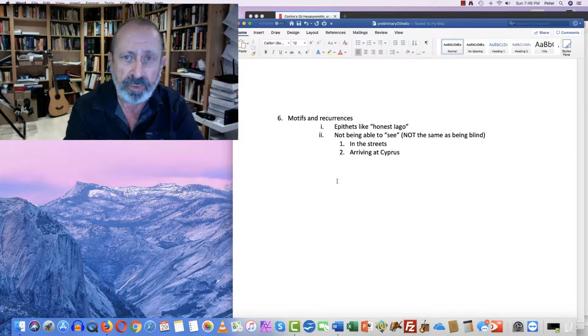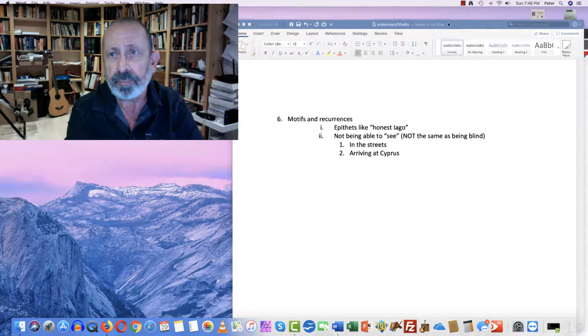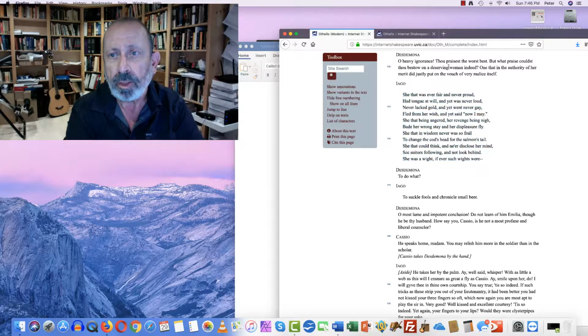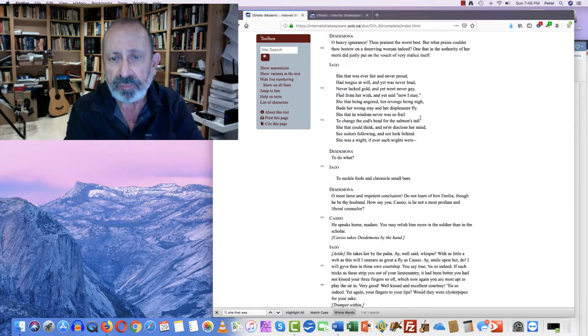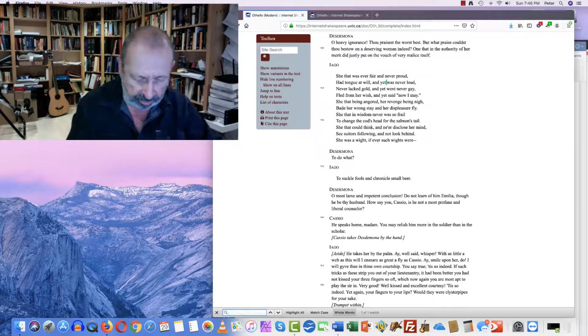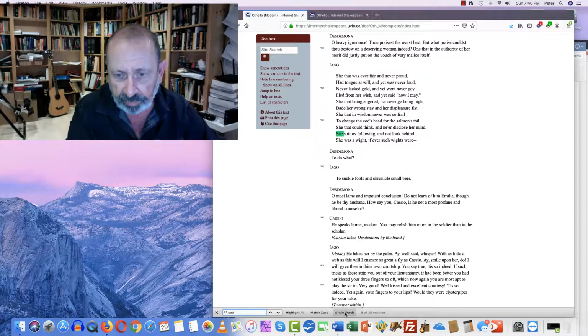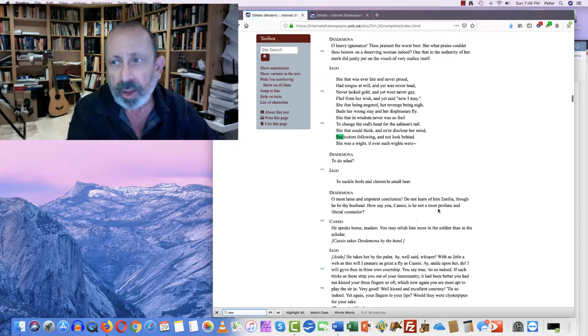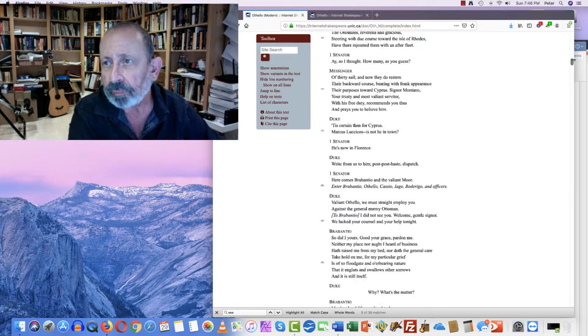And one of the advantages of having a digital edition like this one is when you watch the whole play, you can type in a word like see and say, I just want the whole words. And let me put this right up to the top here.